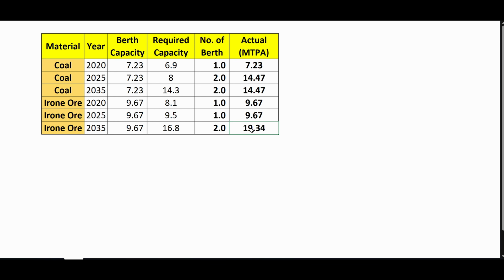So from this analysis, we can conclude coal requires expansion to two berths by 2025, while iron ore requires expansion by 2035. This type of analysis is very important in port planning because it helps avoid congestion and ensures smooth cargo handling. Thank you.